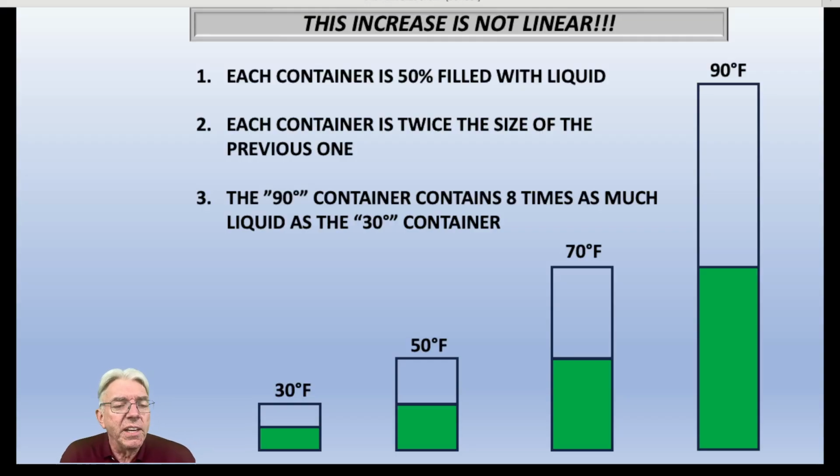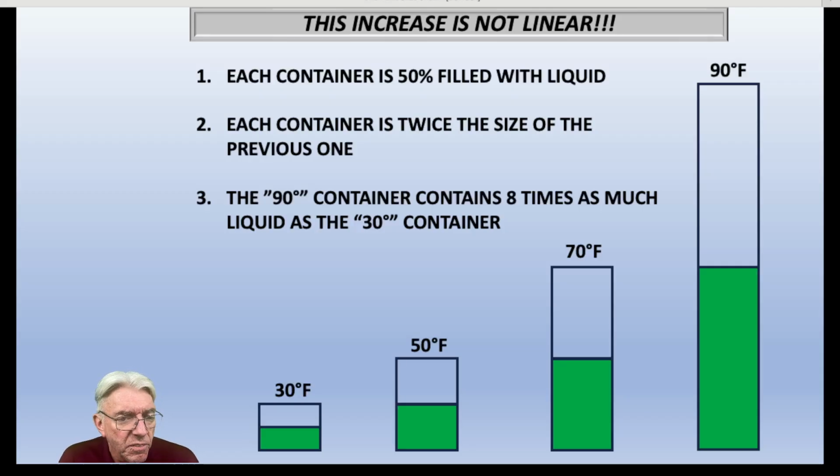So the last thing I wanted to show you here is simply a much simpler graphical way of looking at this. So we're going to look at 4 containers, okay? Each container is 50% filled with liquid, and each container is twice the size of the previous one. And this is what we just talked about in the previous table. So at 30 degrees, you have a container which is so high and it's half full, and so that's going to represent 50% relative humidity.